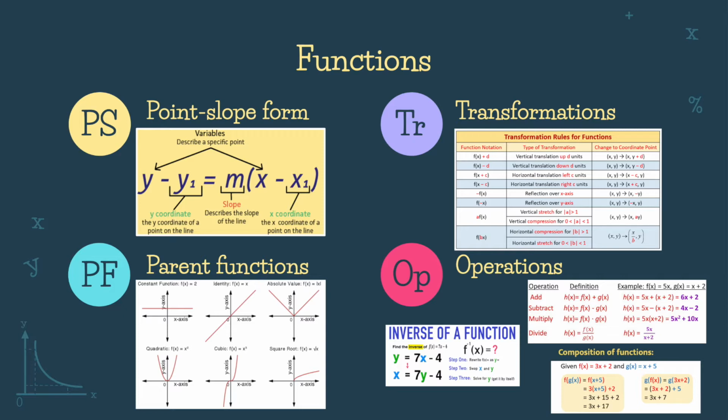We can shift graphs through vertical shifts, horizontal shifts, reflections in the x-axis, reflections in the y-axis, and stretches and compressions. To add, subtract, multiply, divide, and find the composition of functions, we can use the equations as shown. If f and g are two functions such that f of g of x equals x for every x in the domain of g, and g of f of x equals x for every x in the domain of f, the functions f and g are inverse functions.